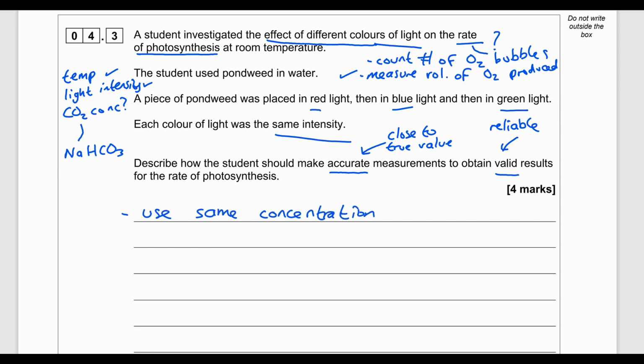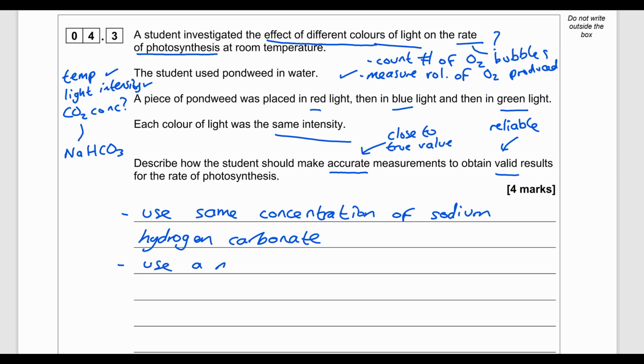So the first thing that we can say then is by using the same concentration of sodium hydrogen carbonate, because that will provide a constant concentration or constant amount of carbon dioxide. So we know if we're using the same temperature, same light intensity, and same carbon dioxide concentration, then the only thing that is going to affect our result will be the color of light.